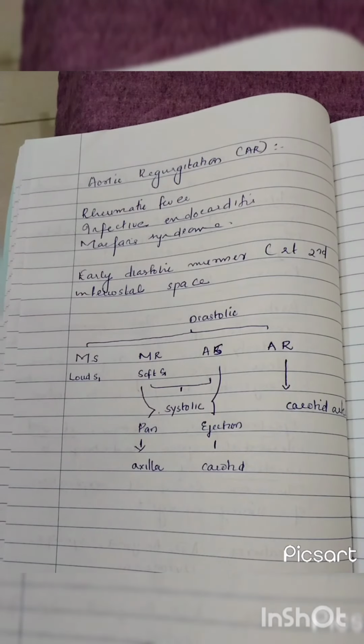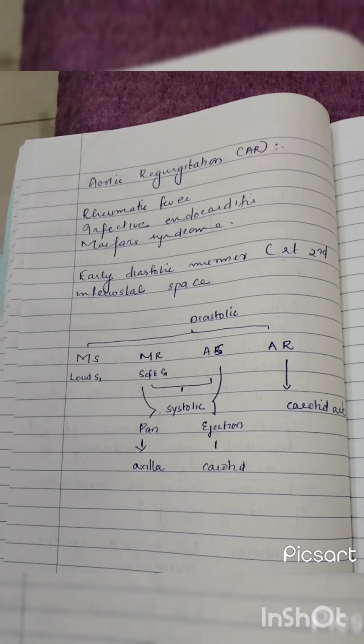Now, aortic regurgitation occurs after rheumatic fever, infective endocarditis, and Marfan syndrome and all. There is an early diastolic murmur in the right second intercostal space. Now, diastolic murmur is seen in mitral stenosis and aortic regurgitation. In mitral stenosis, there is no radiation. In aortic regurgitation, it radiates to the carotid artery. It is an early diastolic murmur heard in the right second intercostal space. So, diastolic murmur in mitral stenosis and aortic regurgitation.